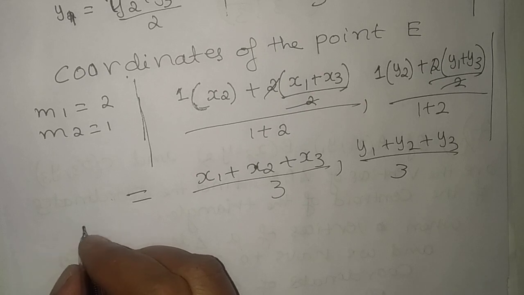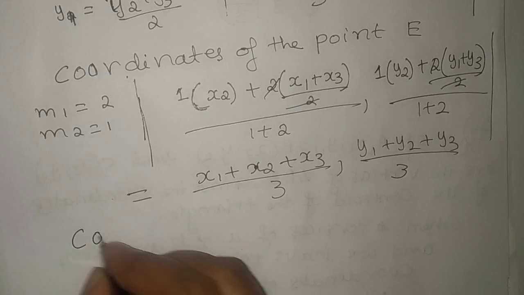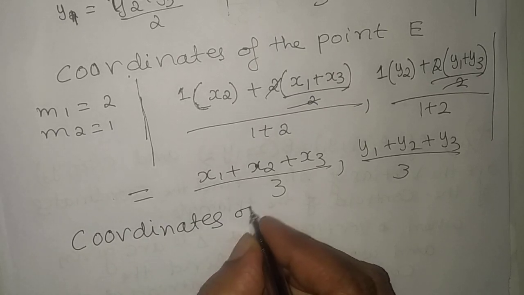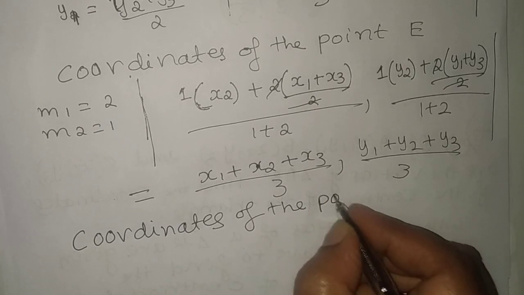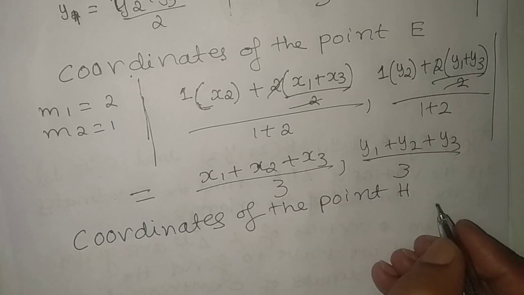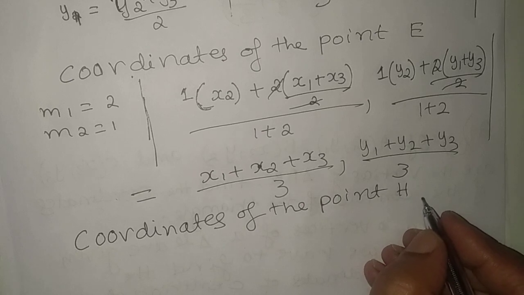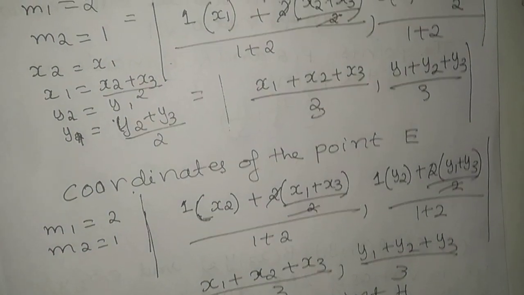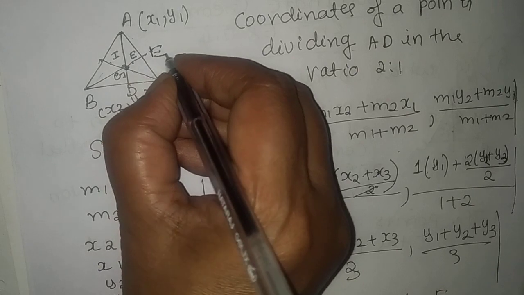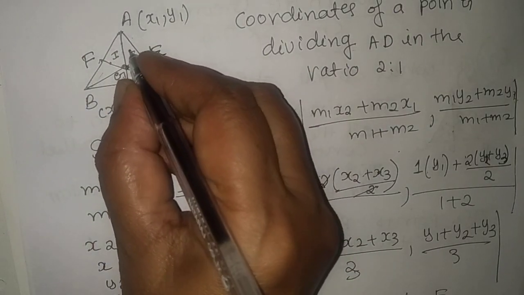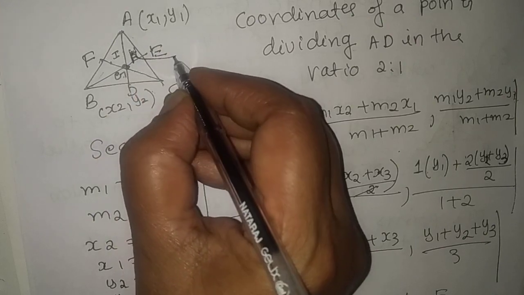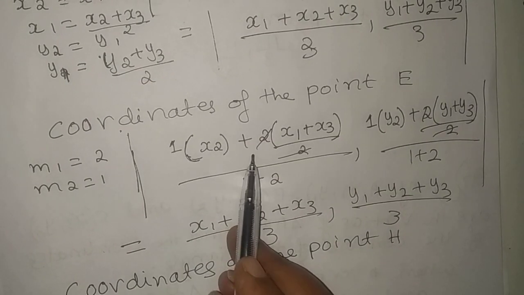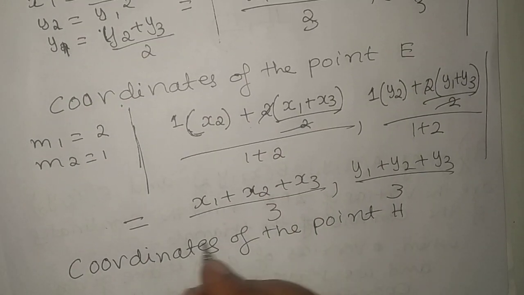Okay, we finished. Now same thing, coordinates of the point H. I made a mistake here. This is E, this is F, then this is H. E, F and H. We finished finding the coordinates of E, then G. Now we are finding for H.